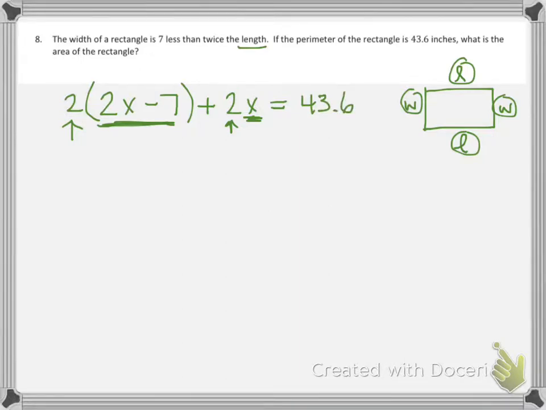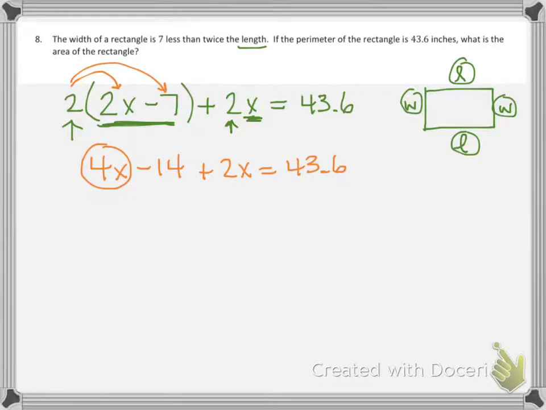All right, so let's simplify. 2 times 2x, that's 4x. 2 times negative 7 is a negative 14, plus 2x is equal to 43.6. And then I can combine like terms. There's 4x's and 2x's. They're on the same side of the equal sign, so I can combine them. That's 6x minus 14 equals 43.6. And then I can isolate my variable x by adding 14 to both sides.